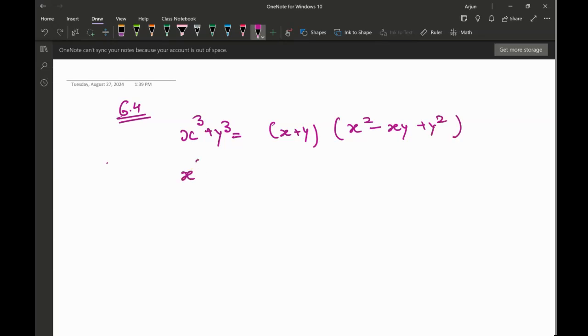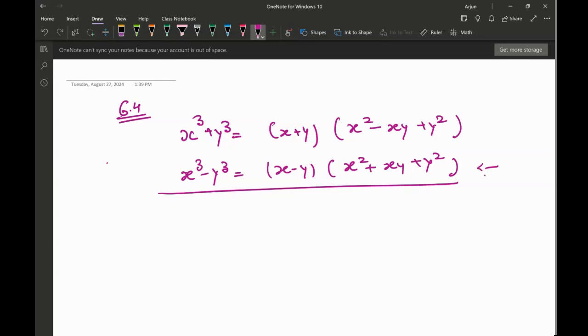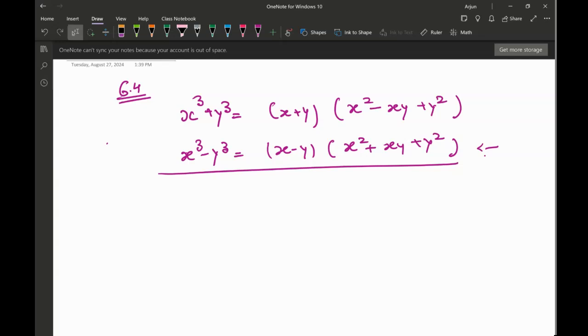This is the formula for x cube plus y cube. And the formula for x cube minus y cube is equal to x minus y, and this will be x square plus xy plus y square. This is the formula for difference of cubes. Now, let's look into a question based on these formulas.